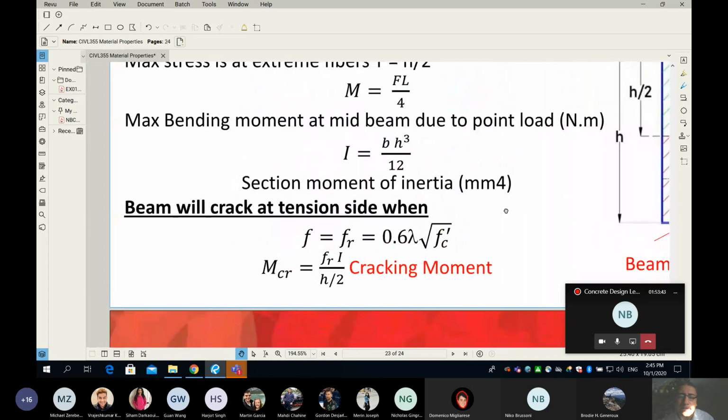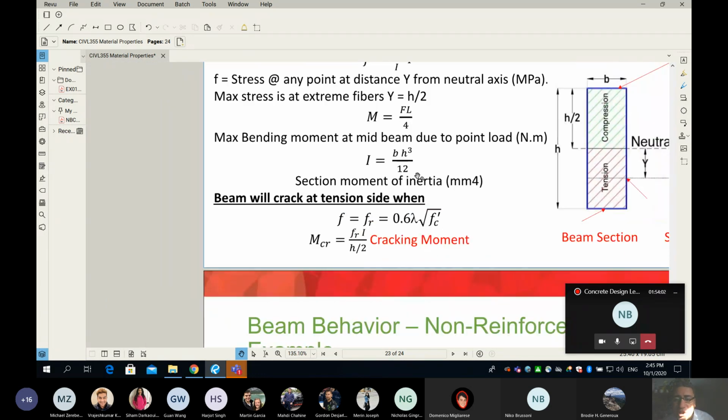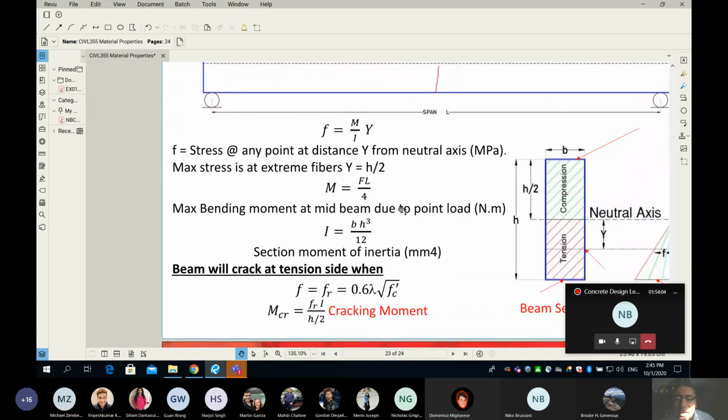This math is available here. So the beam will crack at the tension side when the stress F is equal to F sub R, which we can estimate through the equation 0.6 times lambda, which is 1, multiplied by the square root of f'c. Which means, guys, from this discussion, we are able to mathematically find the value of the moment that can crack my beam.